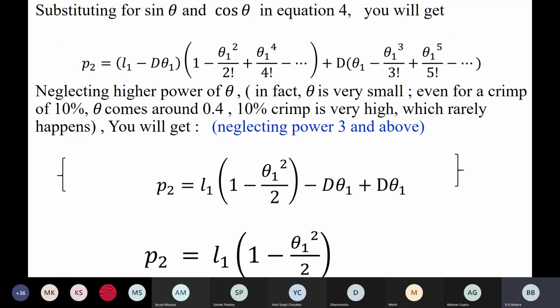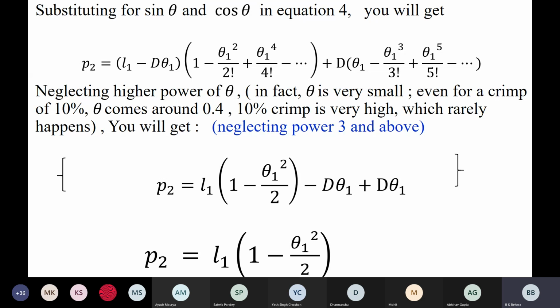That's why, for this kind of C, and when C becomes 10%, which hardly occurs in any apparel fabric. Normally it is 2, 3%, 4%, 5%. So this is one extreme case shown. If crimp is as high as 10%, theta comes out to be 0.4.